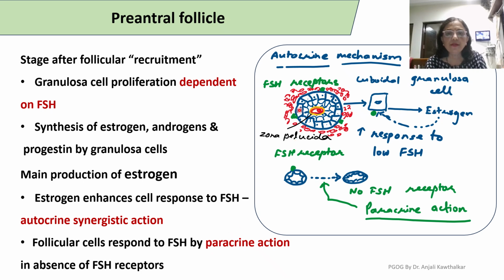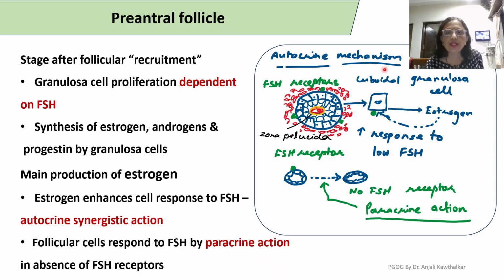Now, so many granulosa cells are there. All the granulosa cells do not necessarily have FSH receptors. There are some granulosa cells which do not have FSH receptors, but through paracrine action the signal goes. Whatever the action of FSH on one cell, the same action goes by paracrine action to the adjacent cell, and that is how there is a synchronous growth of all the granulosa cells. Granulosa cell proliferation and maturation are synchronous because of this paracrine action.